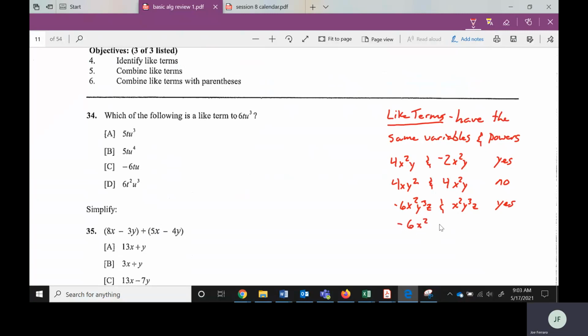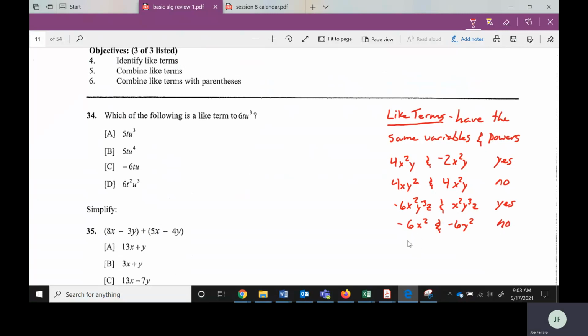Negative 6x squared and negative 6y squared. Number in front's the same, but that doesn't even matter. The power is the same, a squared, but this is an x, this is a y, so that's no.